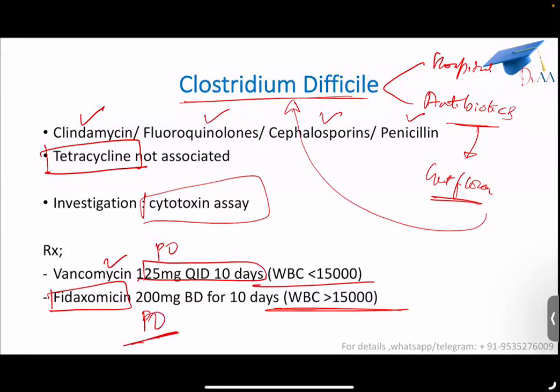Per oral acts better than IV because it needs to act at the GI tract level. It's not required to be in your bloodstream. It has to be in our gut. To be in your gut, if you take it orally, they act much better. That's the reason we give them orally. Oral is the best method.